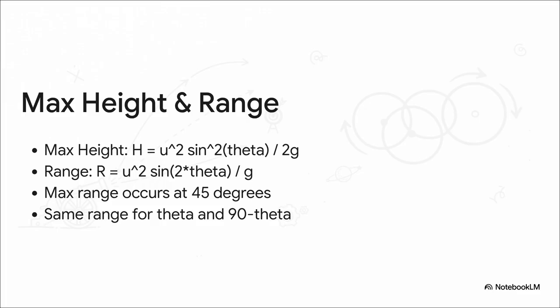Here's a really cool trick though. Thanks to the symmetry of the sine function, throwing an object at 30 degrees yields the exact same horizontal range as throwing it at 60 degrees. Literally any two complementary angles, like say 20 degrees and 70 degrees, will land in the exact same spot.